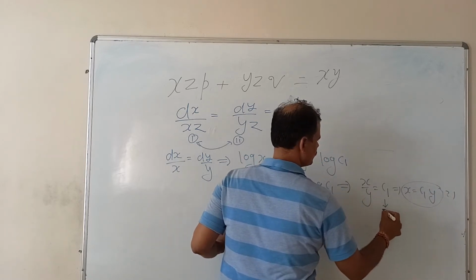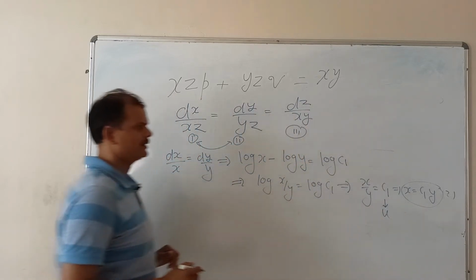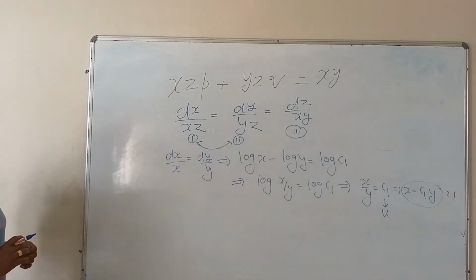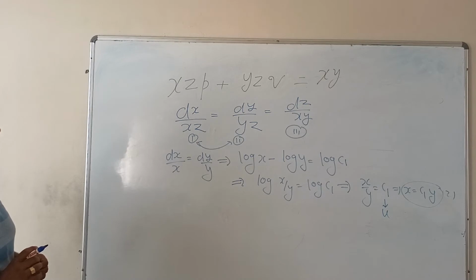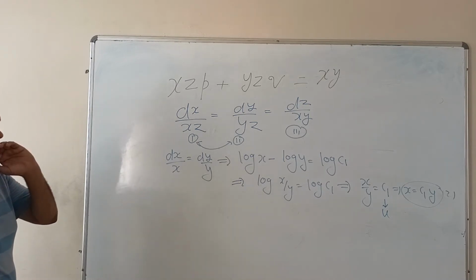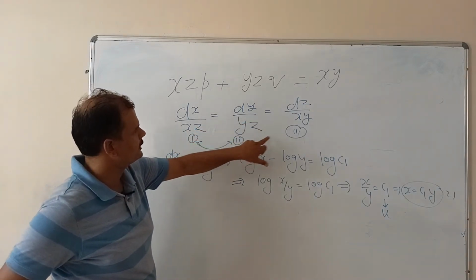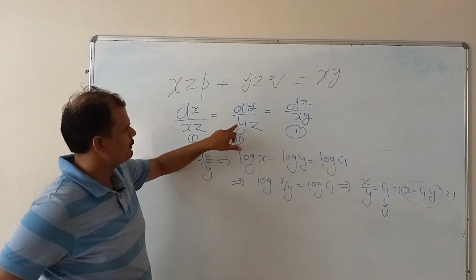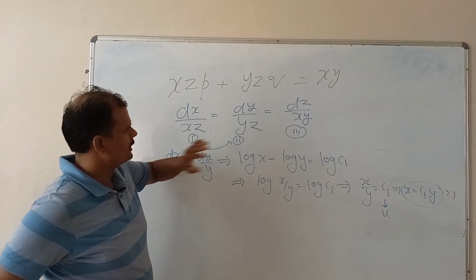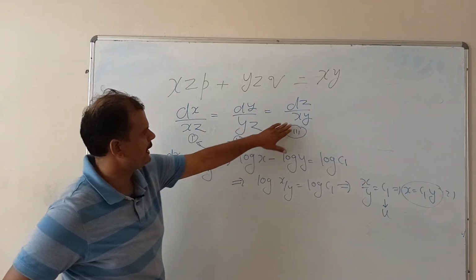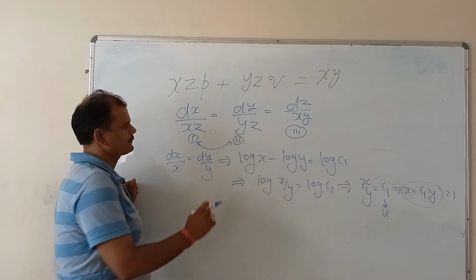So this is your u. So u equal to x by y. For the first two fractions I have taken, I got x by y equal to u. Now if you see the second and third ratio, your y will be cancelled and we have x, z. Okay.